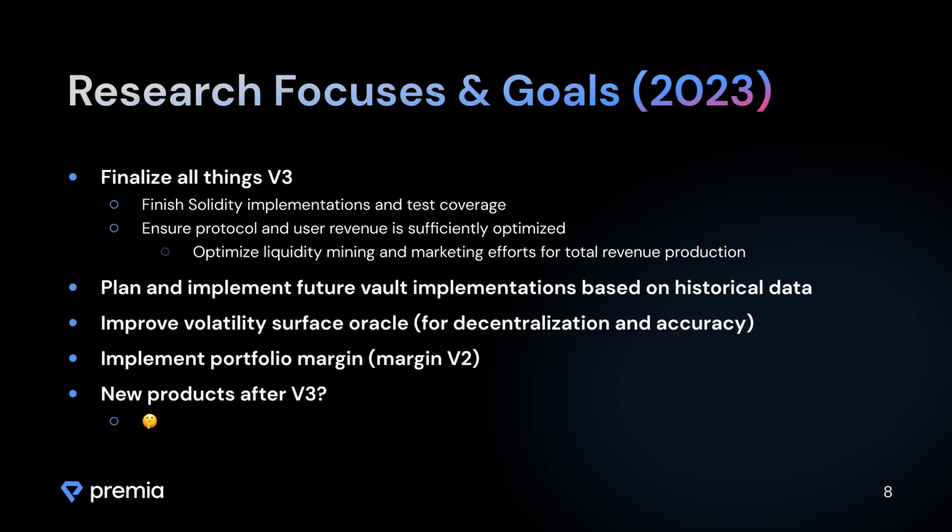We also plan to improve the volatility service Oracle in terms of decentralization and accuracy, and to implement portfolio margin, our margin v2. Overall, these tasks are essential for the successful launch and ongoing development of the v3 system. And as for new products after v3, I can't share anything yet, but there are multiple upcoming product ideas in the pipeline. So all in all, I'm very excited to see the progress we're going to make this year, and I'm very excited to see the release of the v3 system.